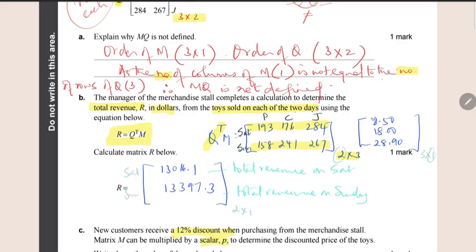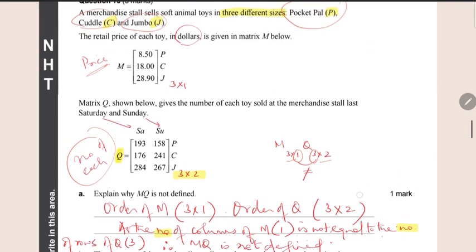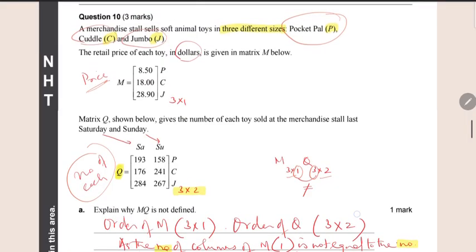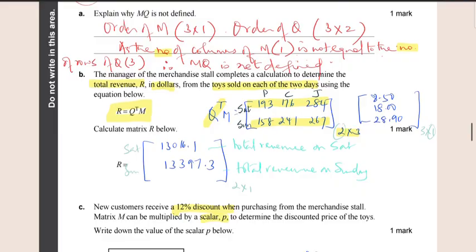And what do these numbers actually represent? These numbers actually represent the total revenue made by selling these toys on 2 different days. Okay, so 193 multiplied by 850 plus 176 by 18 and plus 284 by 2890, and that gives you this revenue on Saturday for selling these 3 different kinds of toys, and this other value is for Sunday.